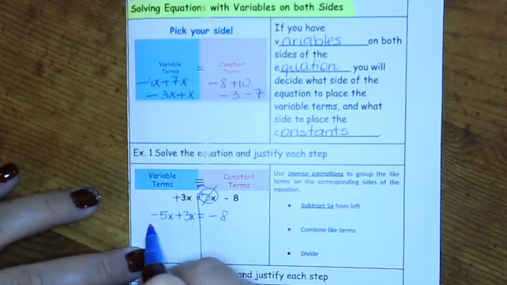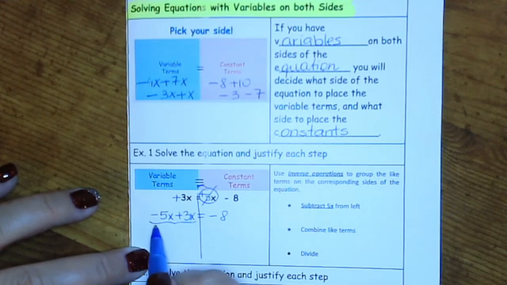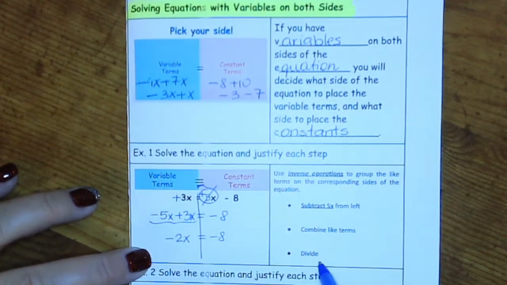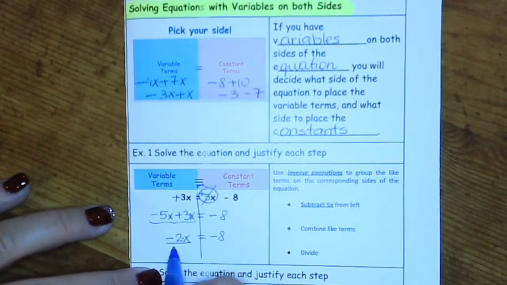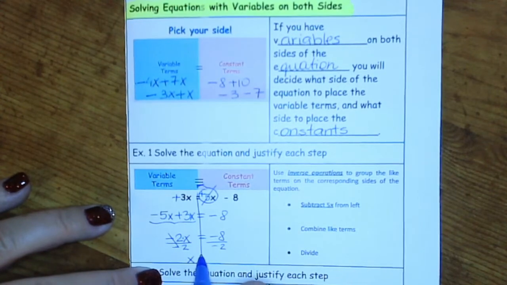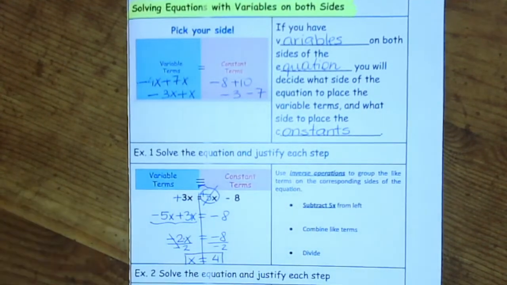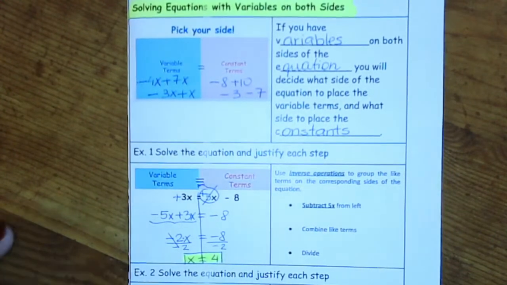Next step. Now that I have it sorted, I'll combine the like terms on the left-hand side, different signs subtract, keep the sign of the bigger number, and then divide. Negative 2x is multiplication. Divide by negative 2 in order to isolate the x or have x alone equal positive 4, because negative divided by negative is positive. Variable equal constant, problem solved.